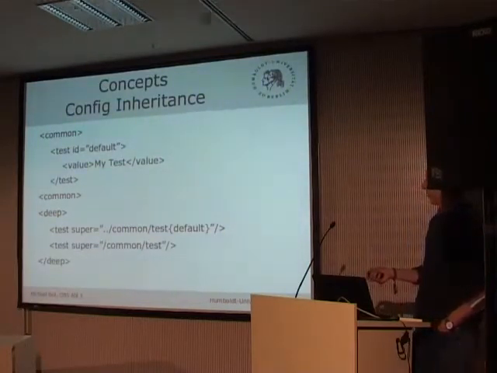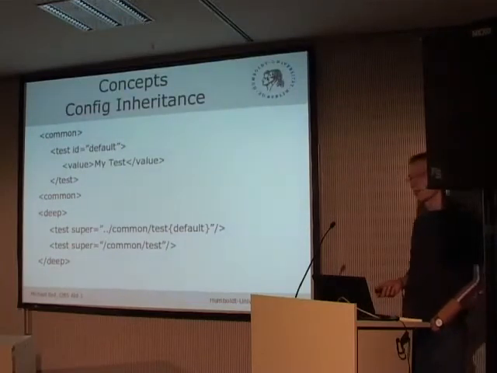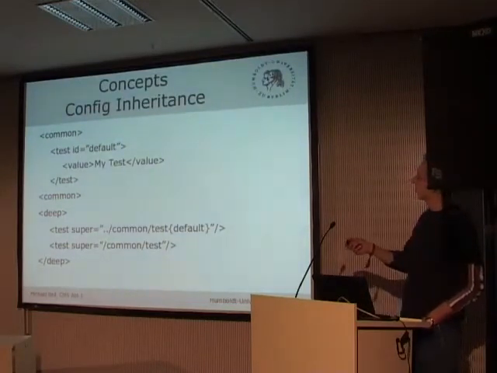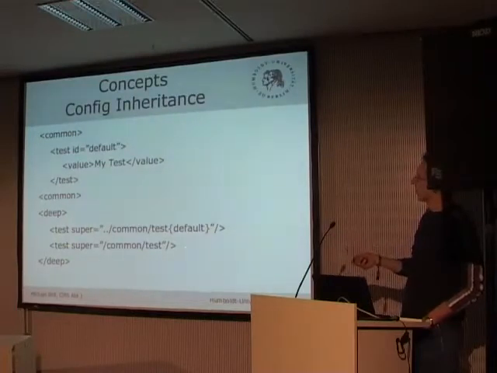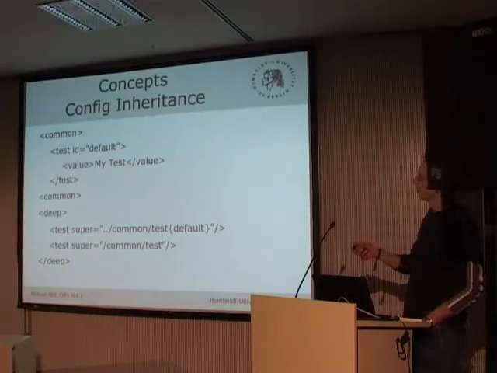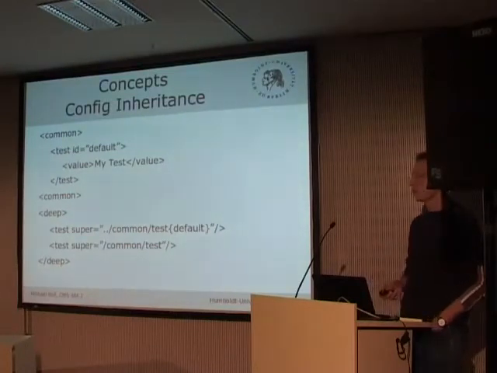And we have a second way you can use it. You can also use absolute paths. So you can start here from the top, go into common, go into test. And here you see we have no default value. Because it's really simple: we have only one value test, so it's 100% unique.